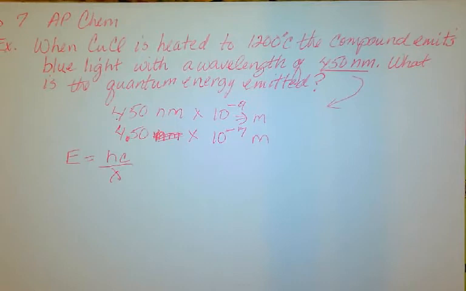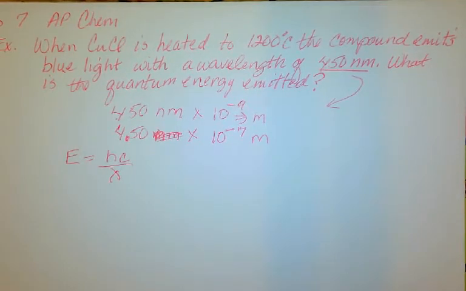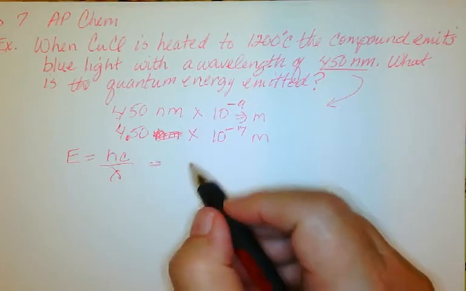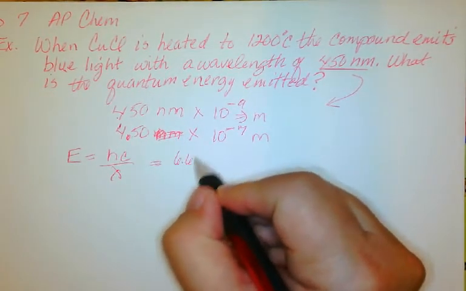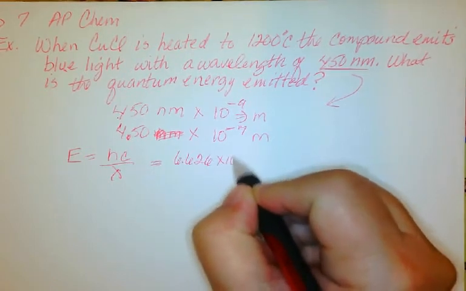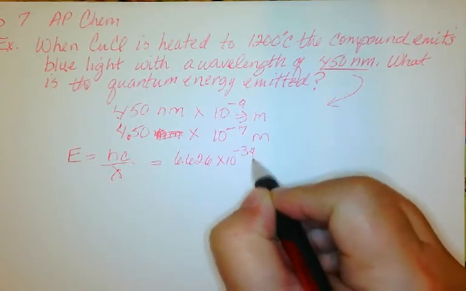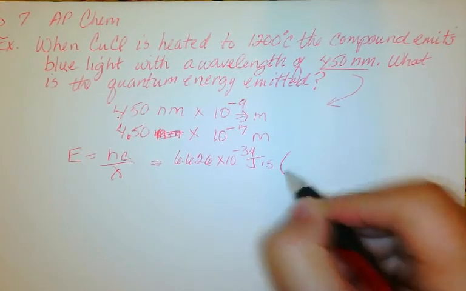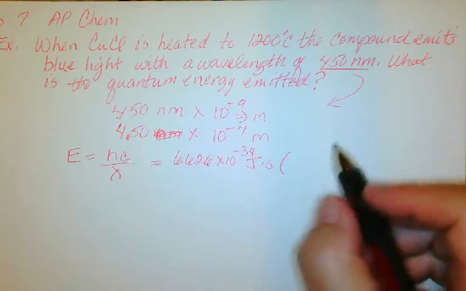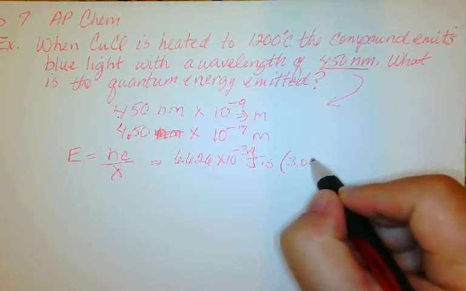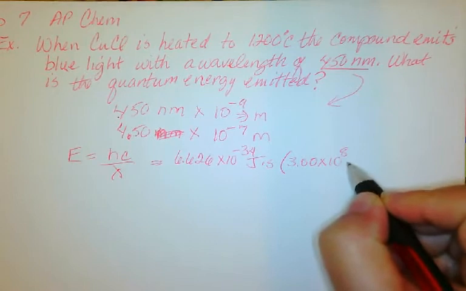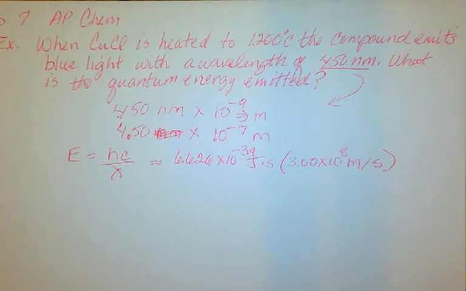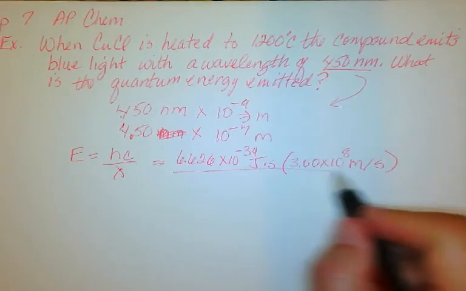Okay, so when we go to plug in values, the first one is Planck's constant, which again is 6.626 times 10 to the negative 34th. It's in joule seconds, and then that is going to be multiplied by c, the speed of light, which is 3.00 times 10 to the 8th meters per second. All right, so that is then over the wavelength.